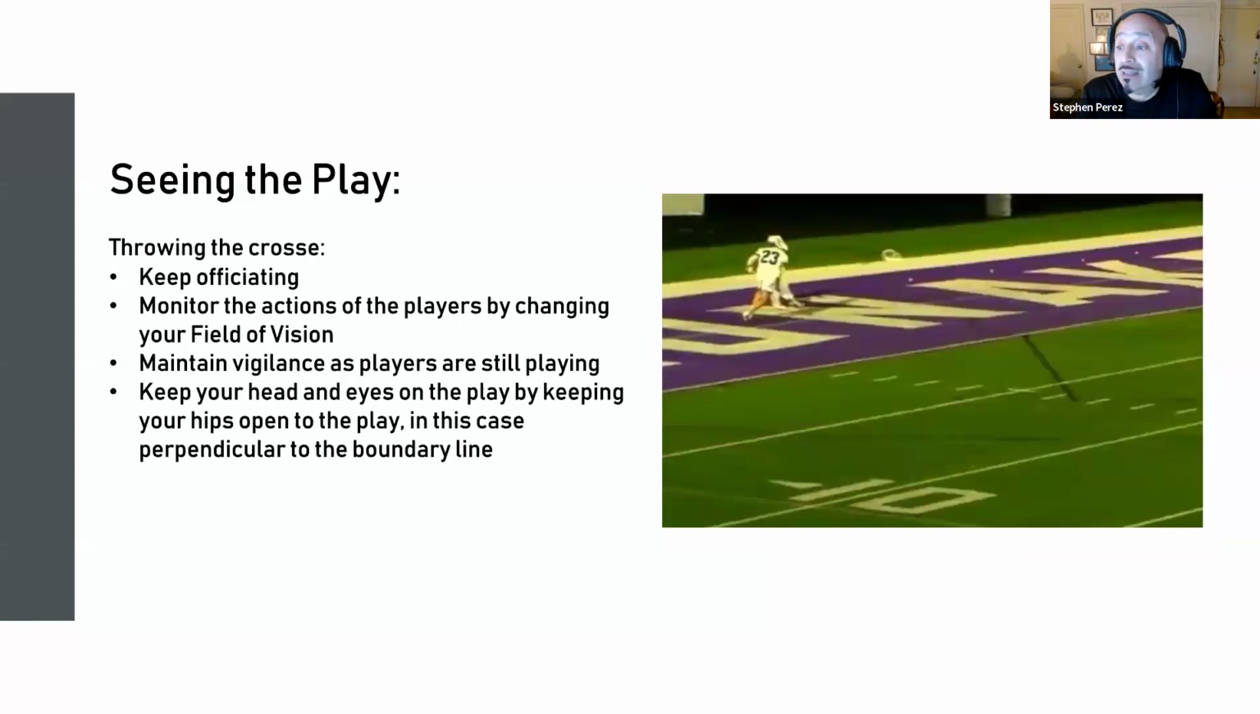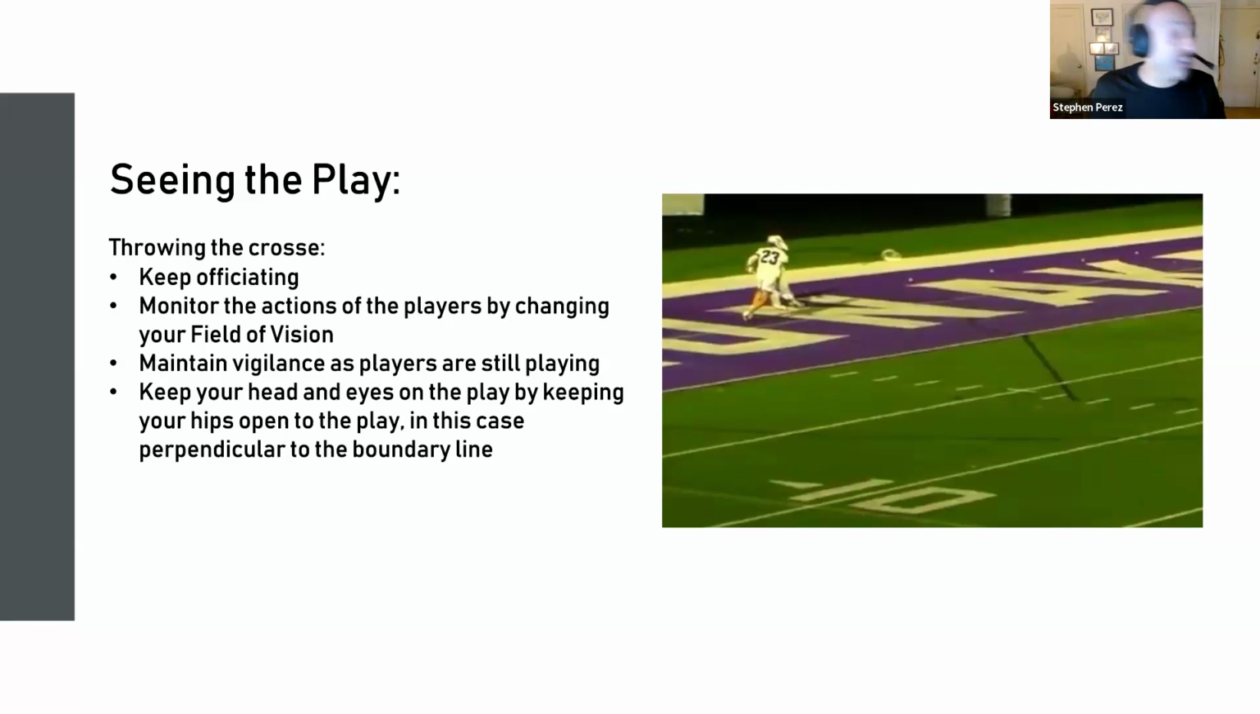Now we have throwing the cross. We have to keep officiating. We see the thrown cross. What is the status of the ball? Is it live? Is it dead? Is there any malicious contact afterwards? What does the player do? So we see the cross.